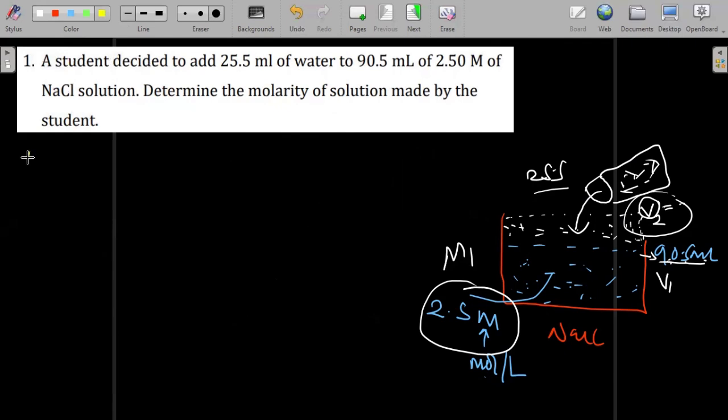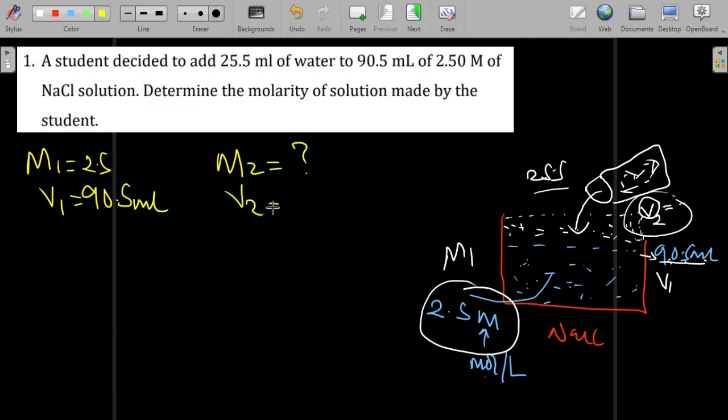Okay, so my M1 is just 2.5. My V1 is just 90.5 milliliters. And then my M2, I don't know it, is the one that I'm calculating. Then my V2 is 90.5 plus 25.5. So that is going to give me 116 milliliters.